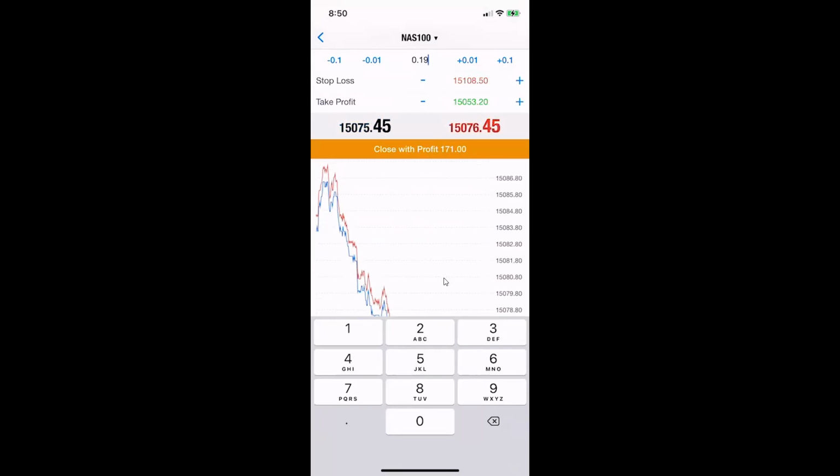Come on, let's go. Let's close that first partial trade. Let's go. 250. Come on.